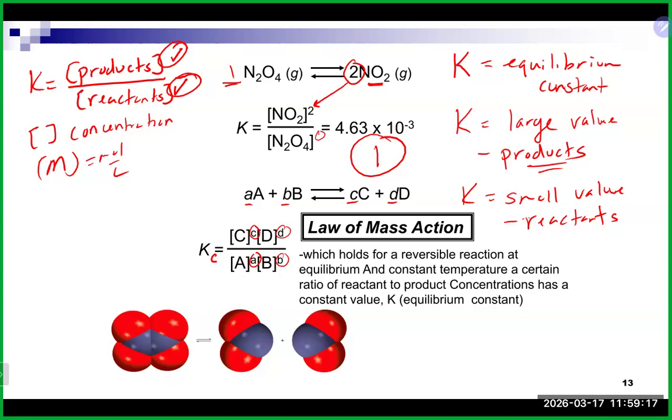Now, a nice thing about K is it is just a number. There are no units associated with K. So it is just simply a number that gives you some important information about what's happening in this reaction. So K is, again, just a number.